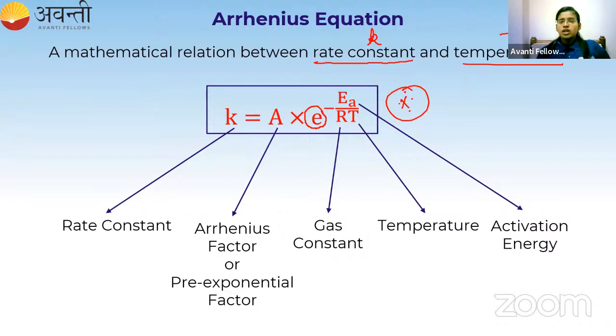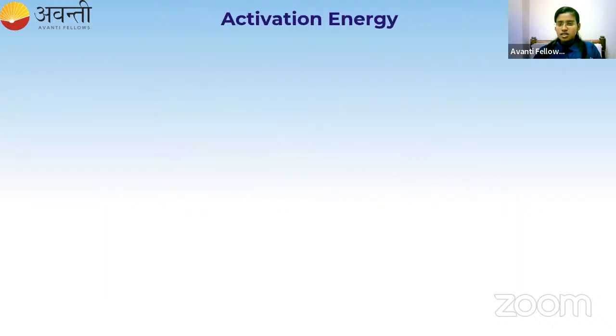So k is equal to A into e to the power minus Ea by RT is the Arrhenius equation. All of you can take down this. k is equal to A into e to the power minus Ea by RT is the formula. Now let us discuss.